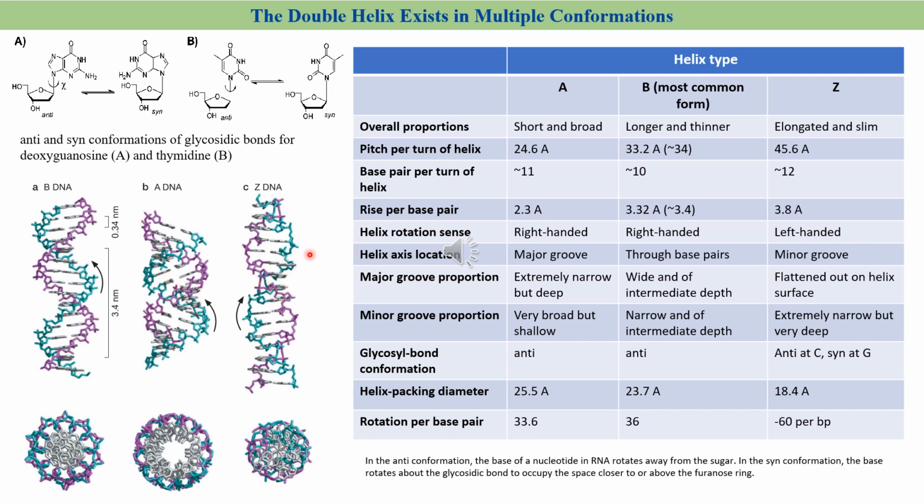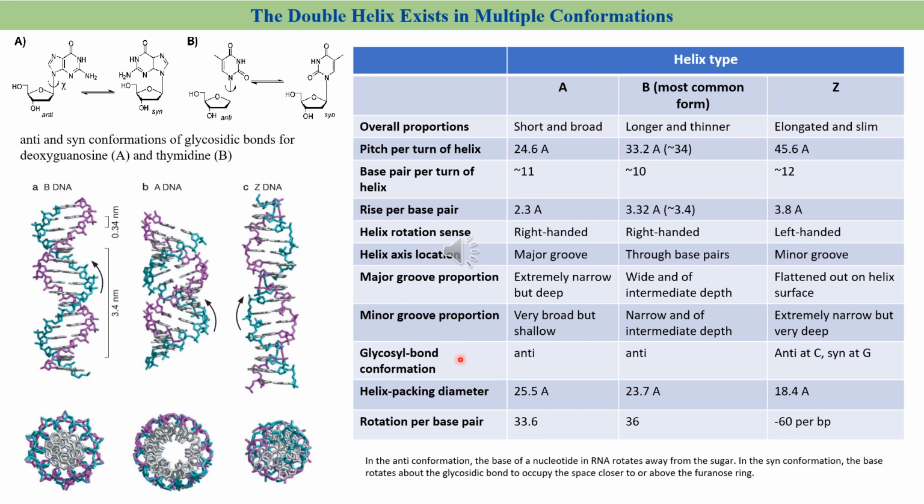Here are the basic things which you can just go through. I won't be explaining it because then you'll get bored. But one thing I will tell you is that although A DNA is much shorter and broad as compared to B DNA, it has more base pairs per turn of the helix. Why? Because the rise per base pair is less than that of B and Z DNA.